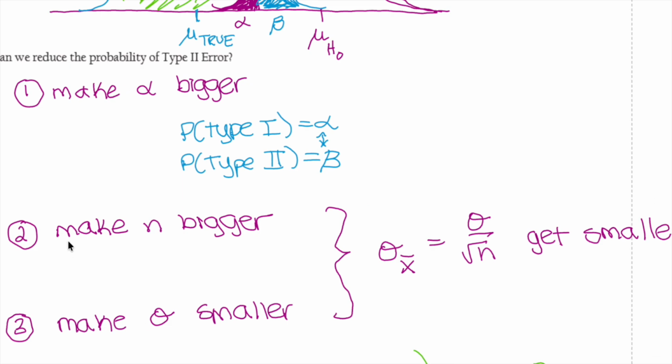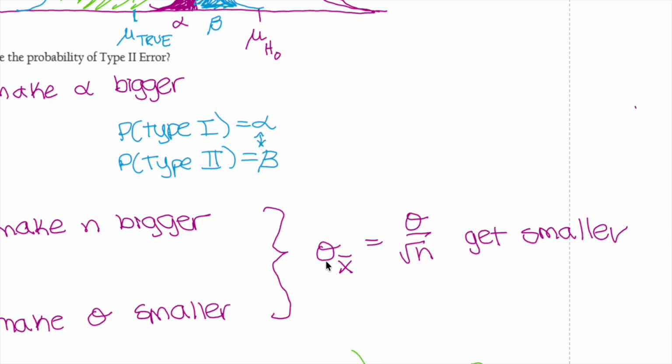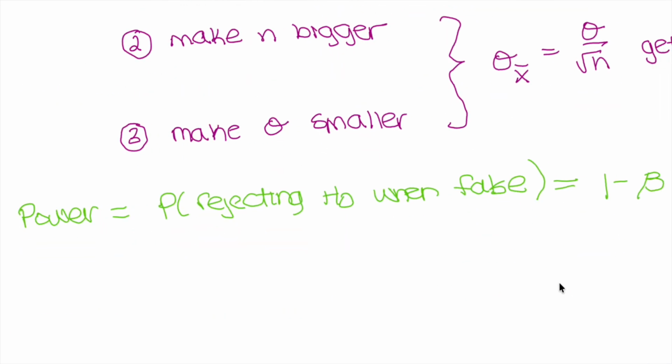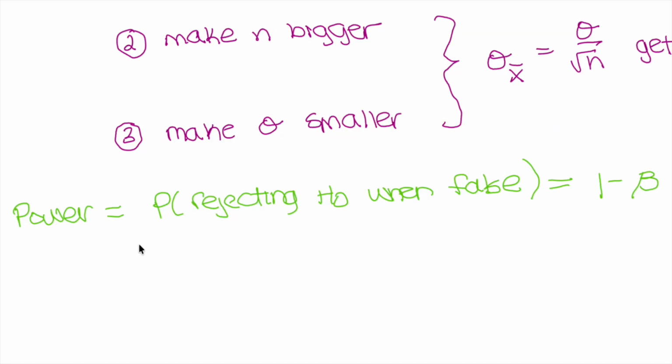So from steps 2 and 3, we know that the standard deviation of the sample mean is equal to the standard deviation divided by the square root of the sample size, which will get smaller. Okay, just to reinforce right here, power is the probability of rejecting the null hypothesis when it is false, and this can also be interpreted as 1 minus beta.